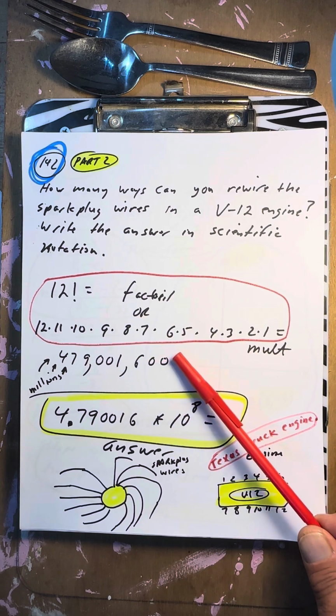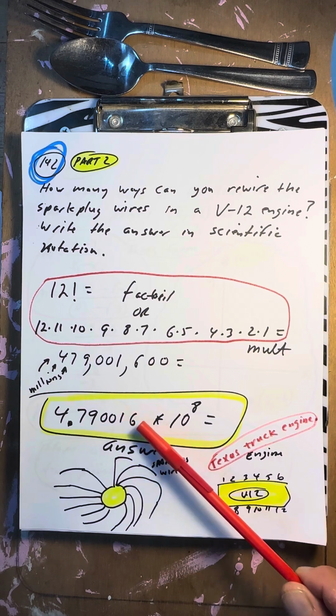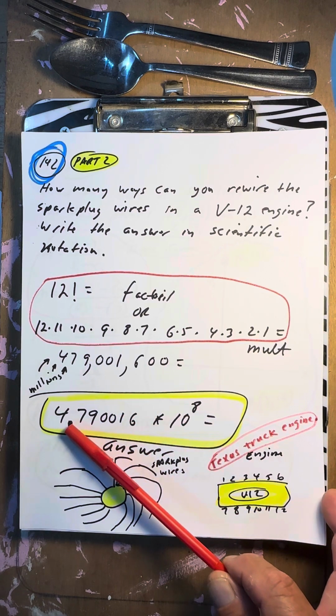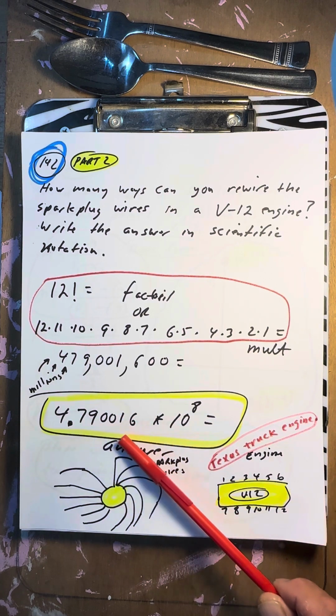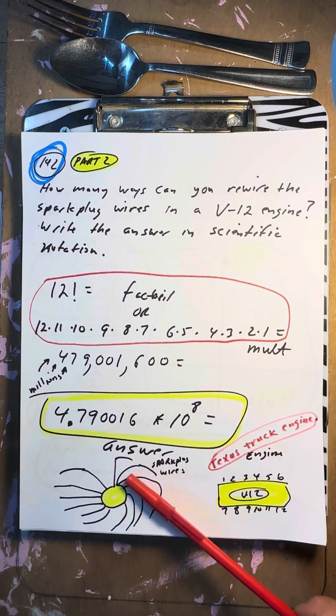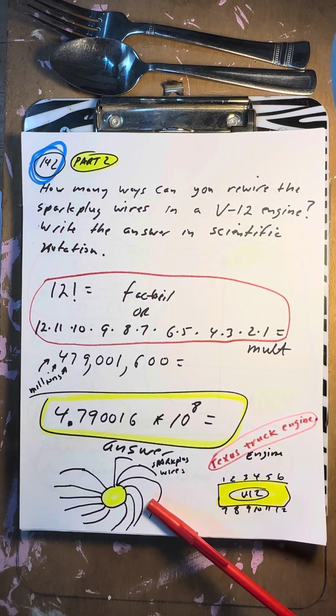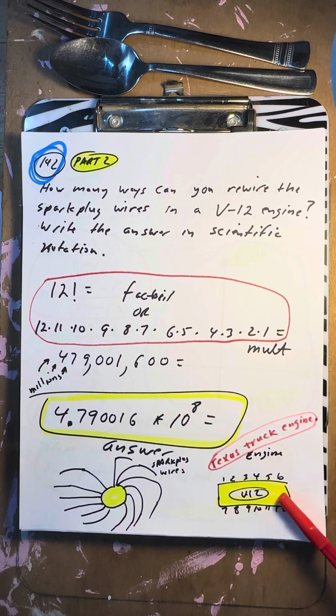And if you write it in scientific notation, you write 4.790016 times 10 to the 8, because you start here and move it over 1, 2, 3, 4, 5, 6, 7, 8 places. Okay, there are the spark plug wires, and there are the spark plugs right there, in your Texas truck engine. So wire number 1 goes somewhere in there, and then number 2, number 3, and so on.